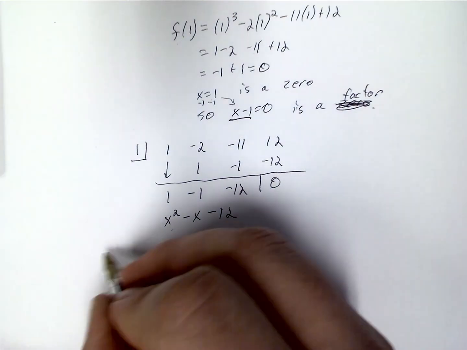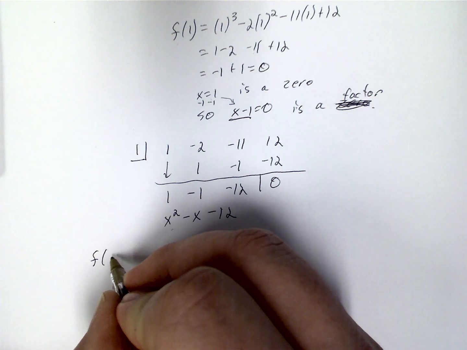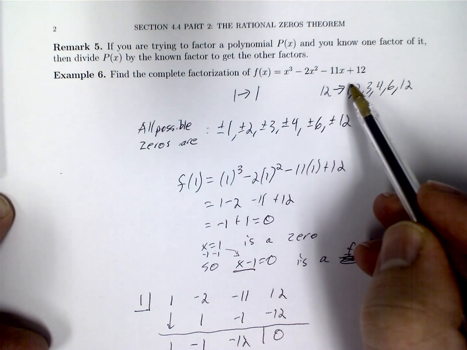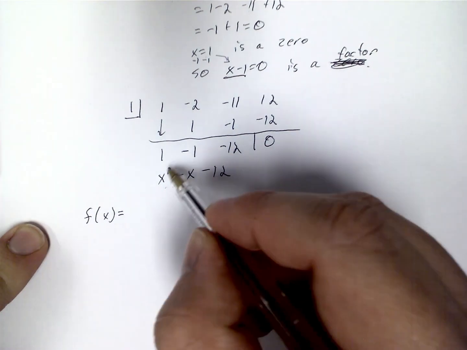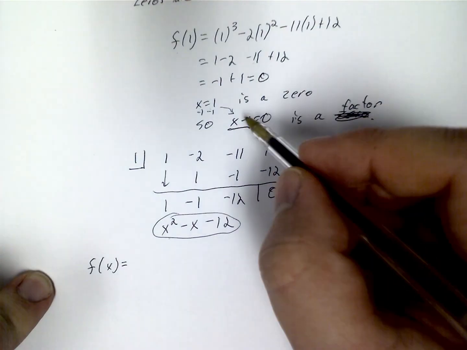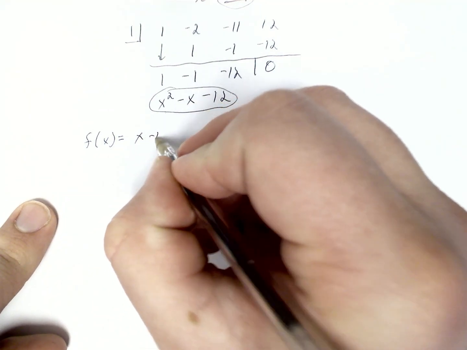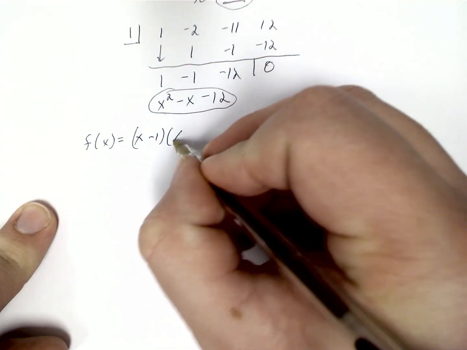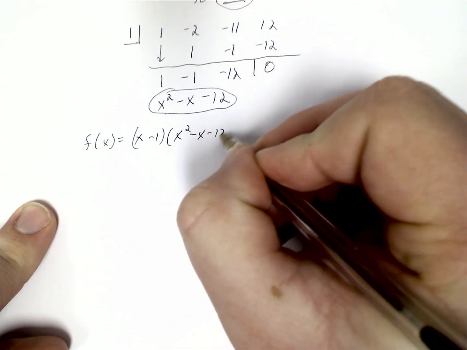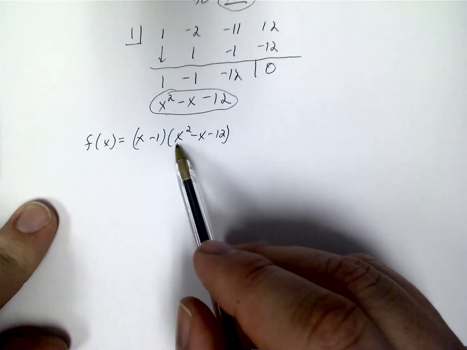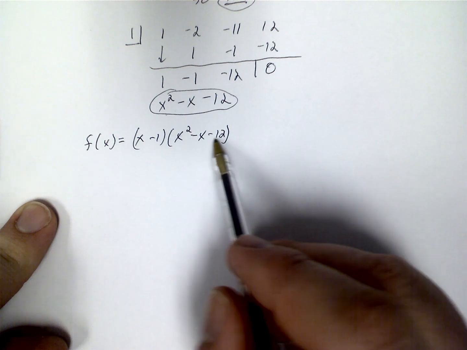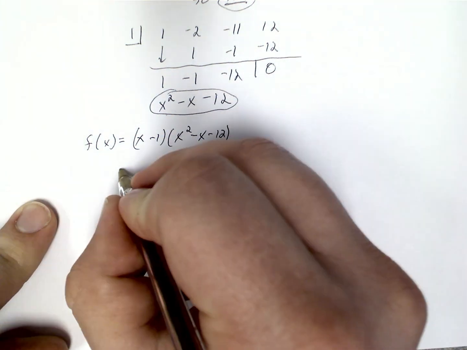So what do we know? f of x, which equals this whole polynomial, is also equal to the factorization. It factors into this factor times this factor. So f of x is also equal to x minus 1 times x squared minus x minus 12. And now that we have it factored once, we can factor this as a trinomial, which we have other methods for.